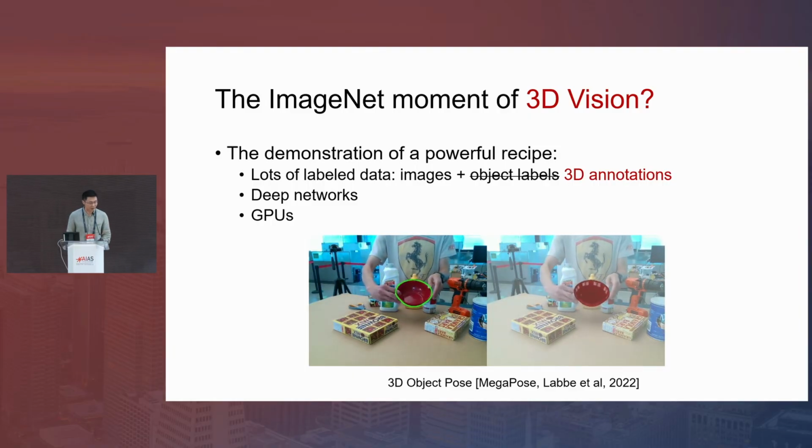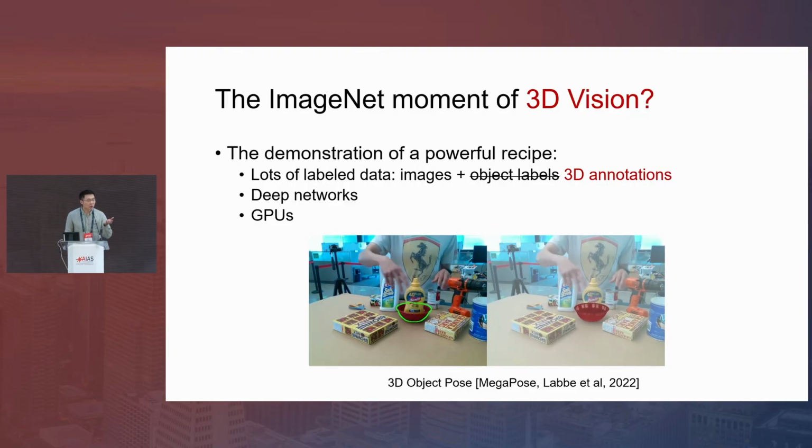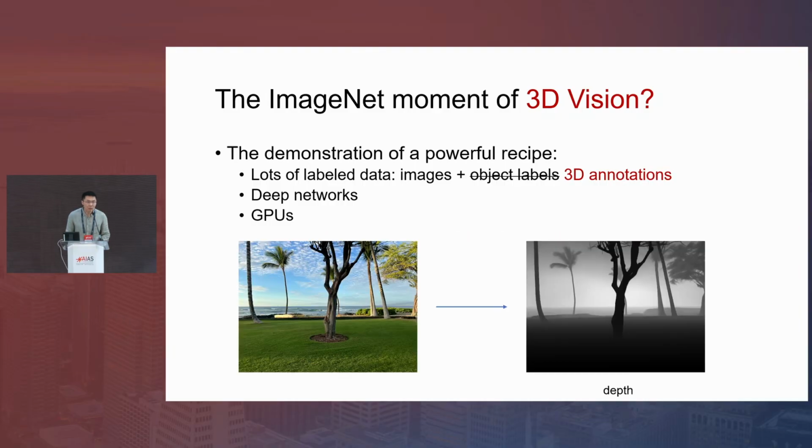Take 3D vision as an example. Here is a task in 3D vision where you try to track the object pose from a video. To apply this recipe, we would need lots of labeled data, where you have a video coupled with accurate 3D annotations of the 3D poses of the object. Here's another example in 3D vision, where you take an input image, RGB only, and you want to generate the depth map, that is, a depth value for each pixel. In this case, to apply this recipe, you need high-quality depth values for each pixel.